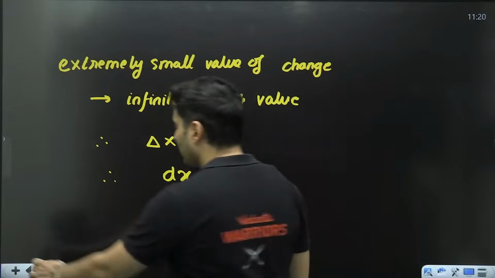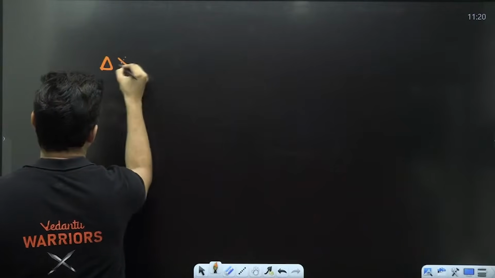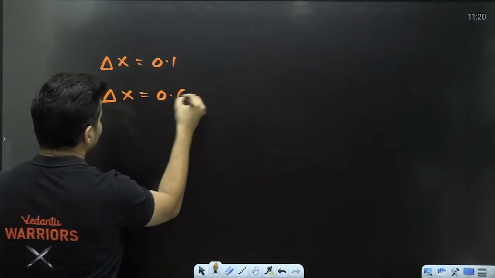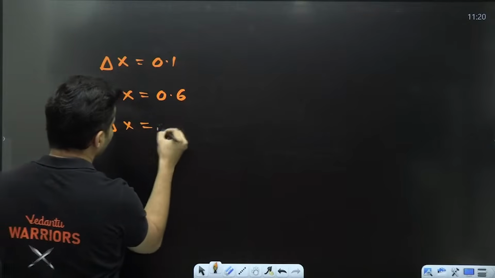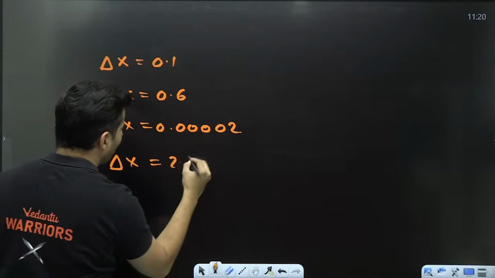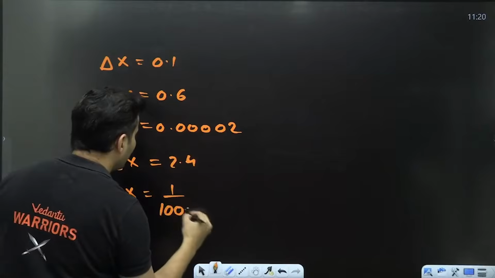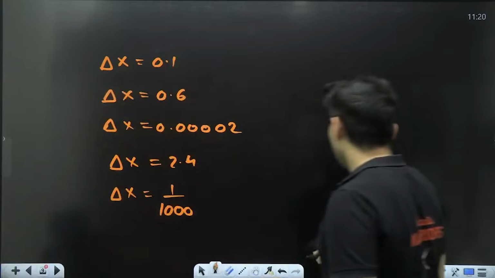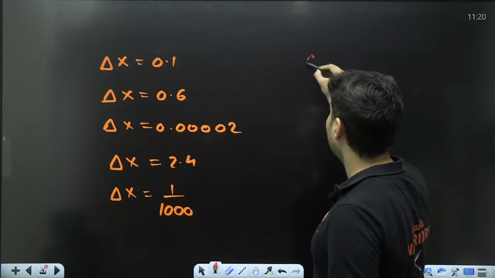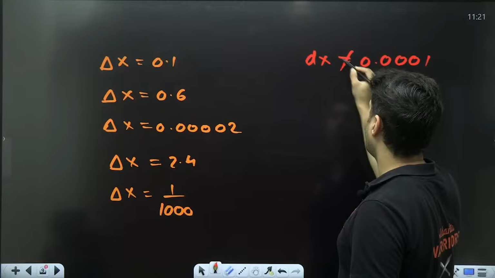A lot of people think dx has a value. No, guys, understand: delta x I can write as 0.1, 0.6, 0.00000002, 2.4, or 1/1000. These values are permitted. But I can never write dx as 0.00001. No, this is wrong.